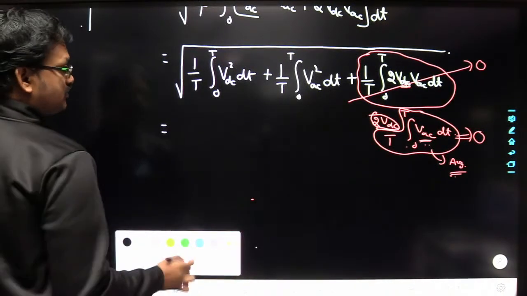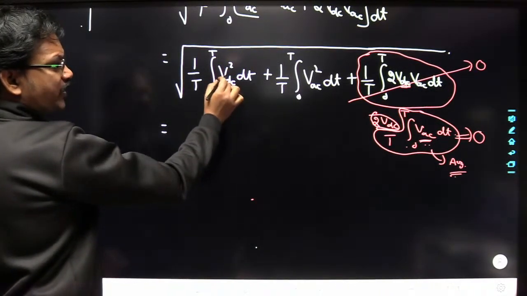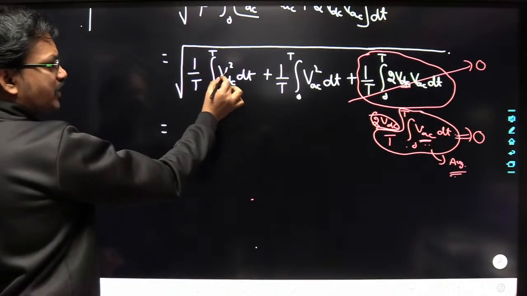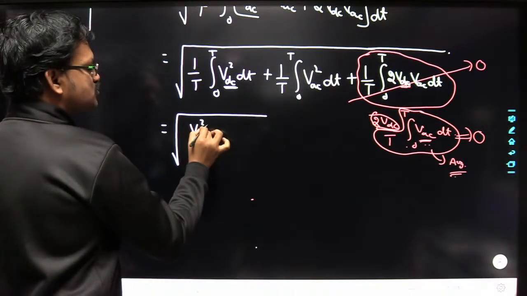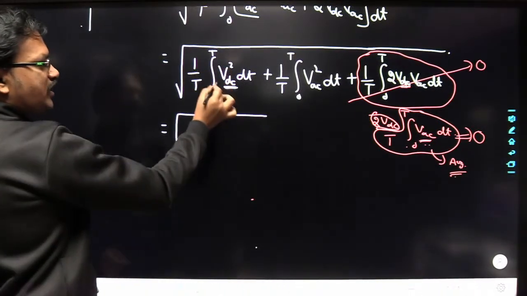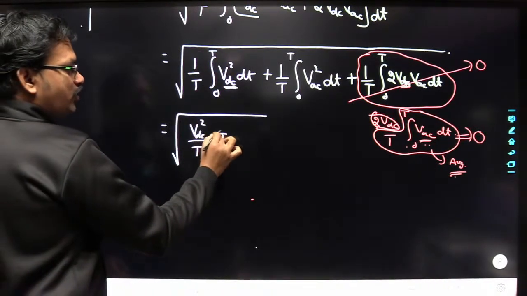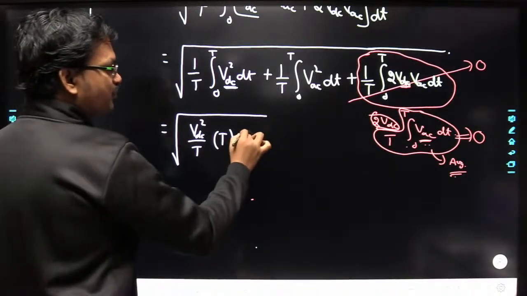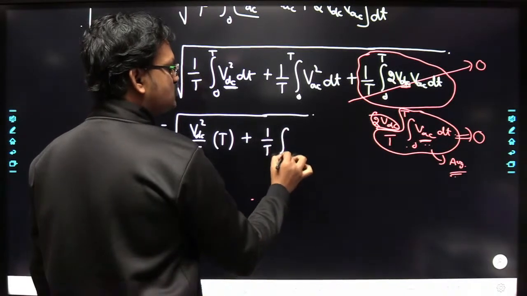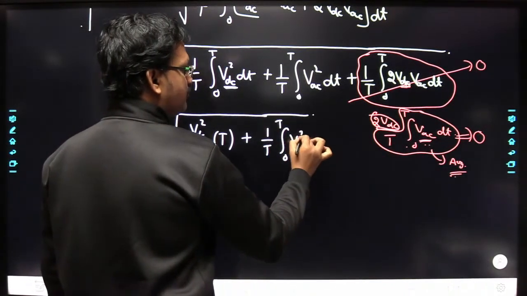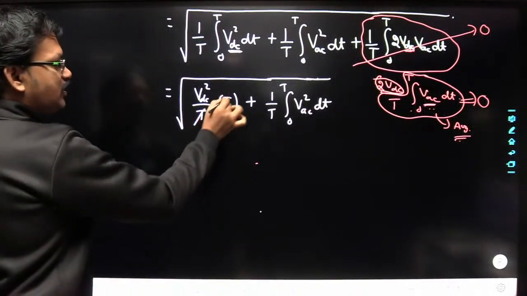Next, here this is Vdc. Vdc square is constant with respect to time, so you can take it out of the integration. You get Vdc square by T integral 0 to T dt. Integral dt is nothing but T, and if you substitute the range you get T. Plus what is left out is 1 by T integral 0 to T Vac square dt.